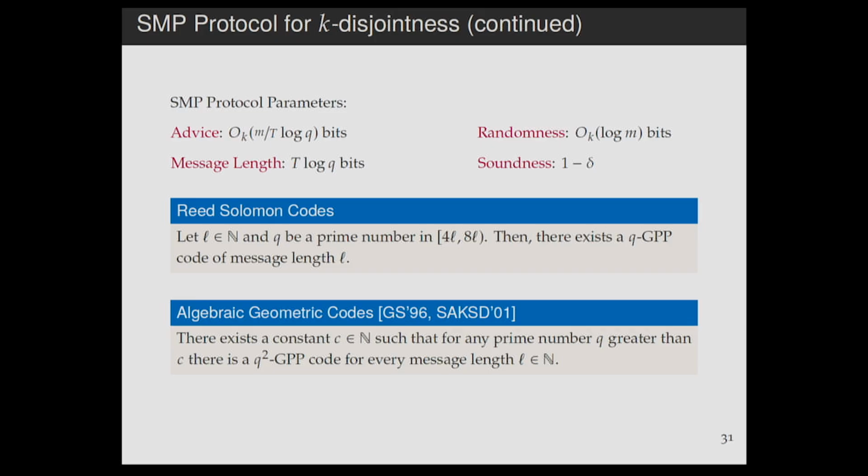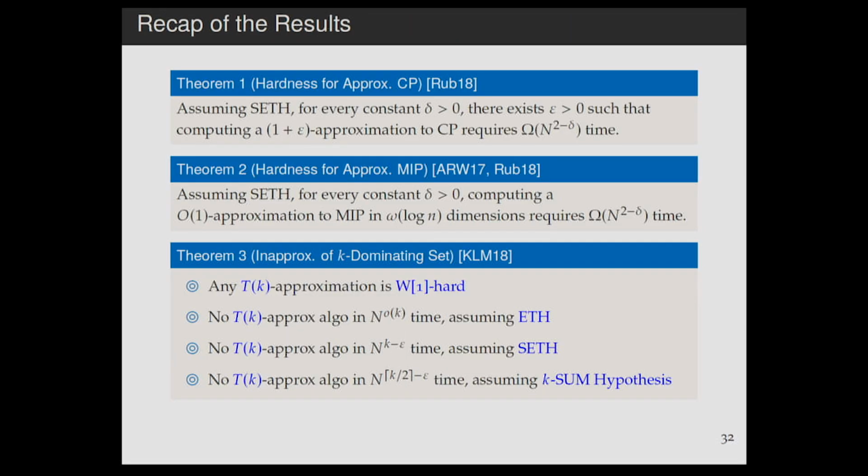Okay, so I will wrap up here. So today we saw a distributed PCP framework that, through a communication protocol, can give you reductions that show hardness for these different problems like closest pair, inner product, and dominating set.